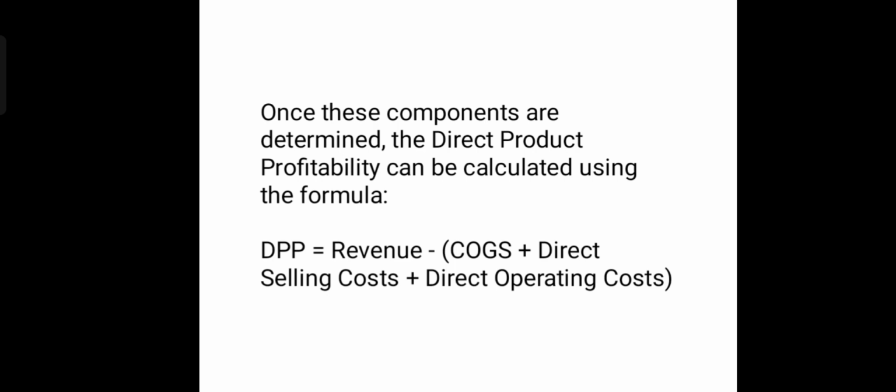So, by calculating the DPP for each product, retailers can gain insights into the profitability of individual products and make informed decisions regarding the pricing, product mix, the promotions, and inventory management. It helps retailers identify products with higher profit margins and optimize their product offerings to maximize profitability.